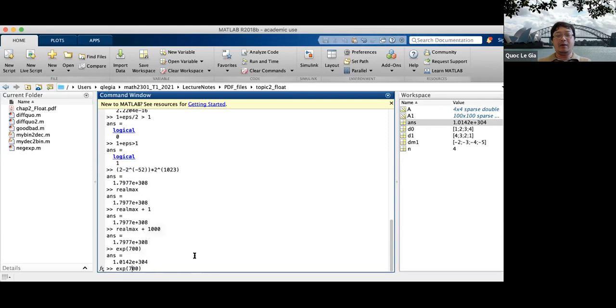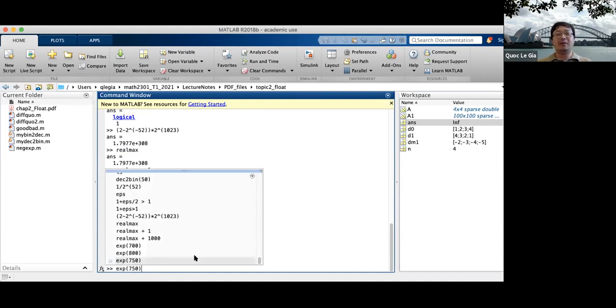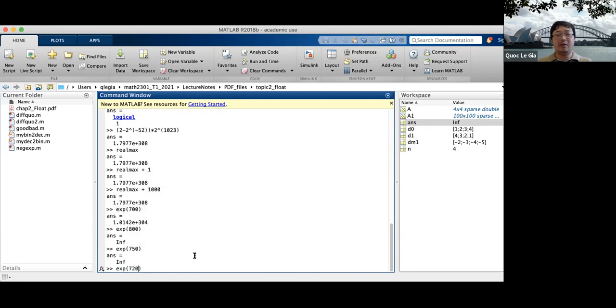Still okay, maybe 800. See, it becomes infinity. So somehow, if it goes beyond realmax, then it becomes infinity. So if 750 is infinity already, maybe 720, infinity, 700. 700 is still okay.